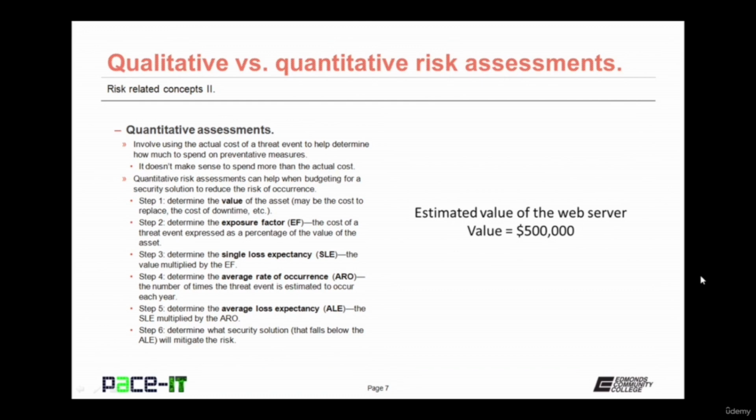Quantitative risk assessments can help when budgeting for a security solution to reduce the risk of occurrence. The first step is to determine the value of the asset. Now, this value may be the cost to replace the asset or the cost of downtime. It all depends upon what risk you're evaluating. The second step is to determine the exposure factor. This is the cost of a threat event expressed as a percentage of the value of the asset.